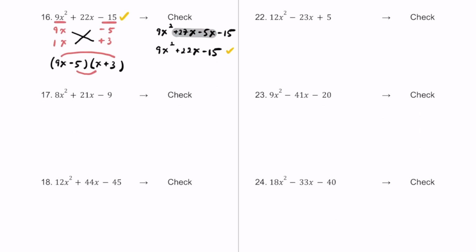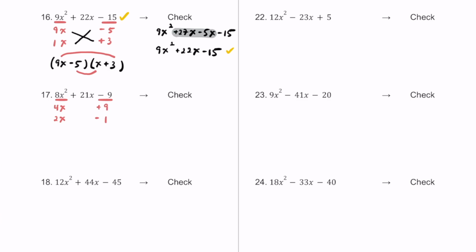For number 17, we have 8x squared plus 21x minus 9. Now 8 is composite, so we have a couple choices here. I'm going to start with the two closer factors, 4 and 2, so 4x and 2x. And then for 9, let's just do 3 and 3. And we have to make one positive, one negative. All right, if we go across, it's going to be 12 minus 6, which is 6, not what we want. If we go this way, it's going to be negative 12 and positive 6, so that's not what we want either.